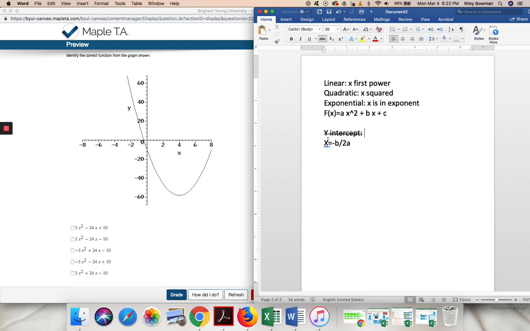To find the vertex, the x coordinate of the vertex is negative b over 2a. So for the first one here, I'm going to do, remember, a, b, c. So it's going to be a negative 24, which makes it positive 24, divided by 2 times a. 2 times 3 is 6, which makes the x-coordinate of the vertex positive 4.